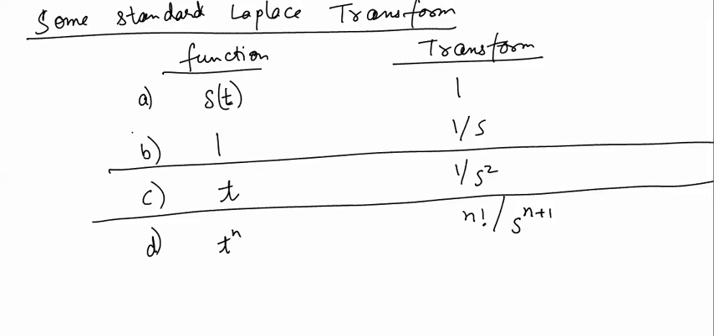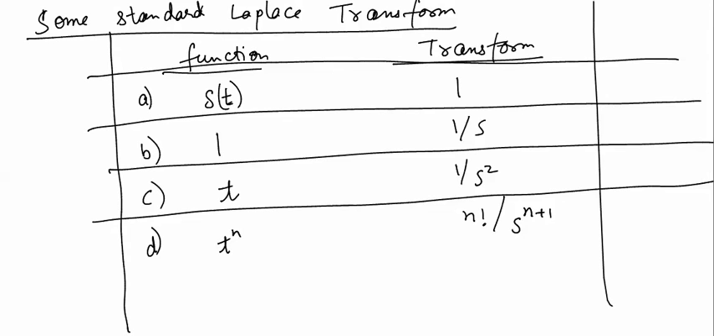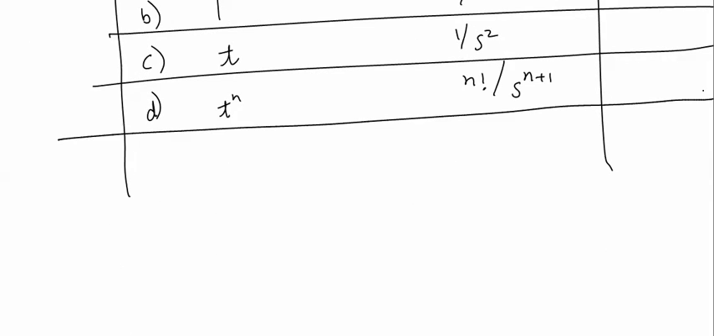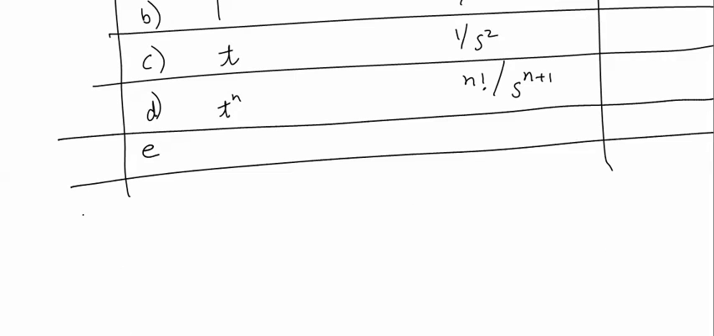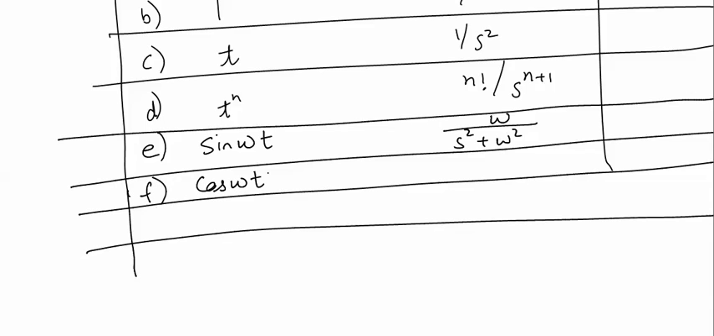To bifurcate these things very smoothly, then you can have sine omega t. Many functions you will find. The transform of sine omega t is omega upon s square plus omega square. Similarly, when you talk about cos omega t, it would be s upon s square plus omega square.